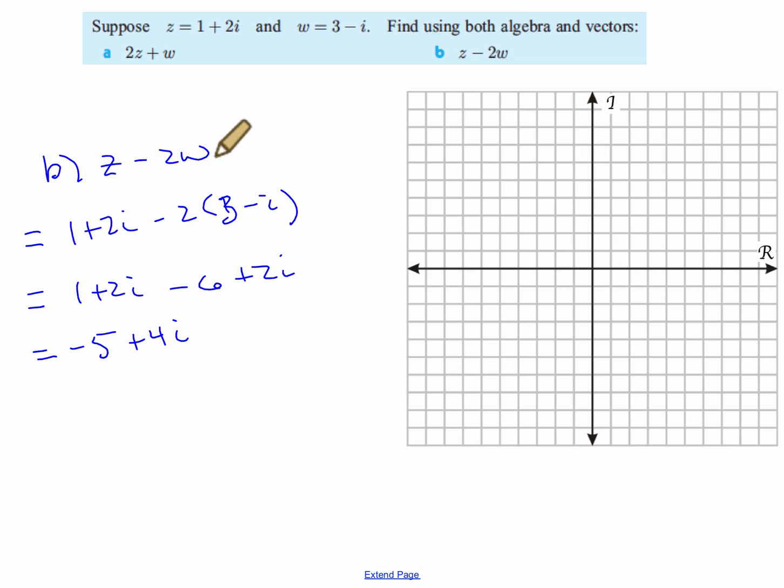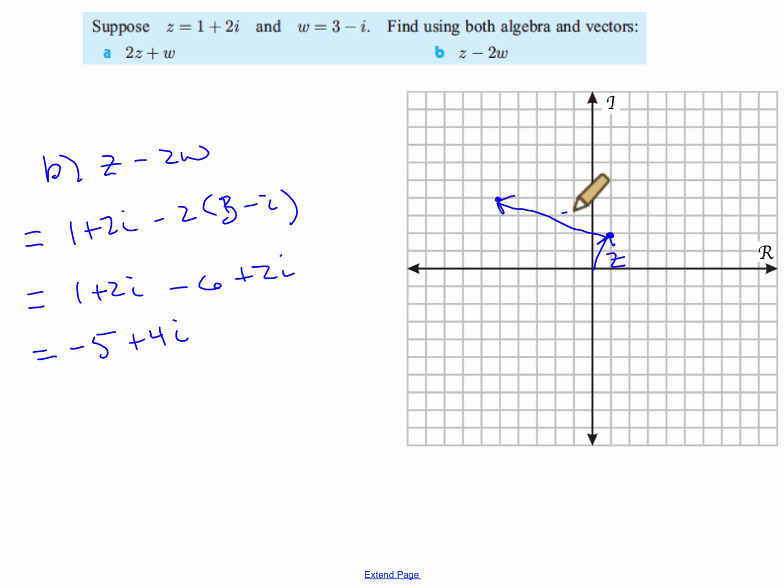If we do it geometrically, I'm going to try and do this freehand now. Z minus 2W: Z is over 1, up 2, 1 plus 2i. It would go like that. Then minus 2 times 3 minus i. Minus 2 times 3 is minus 6, so from here I go to the left 6: 1, 2, 3, 4, 5, 6. And minus 2 times minus i is actually plus 2i, so I go up 2: 1, 2. We would draw this vector like that. This is actually Z.